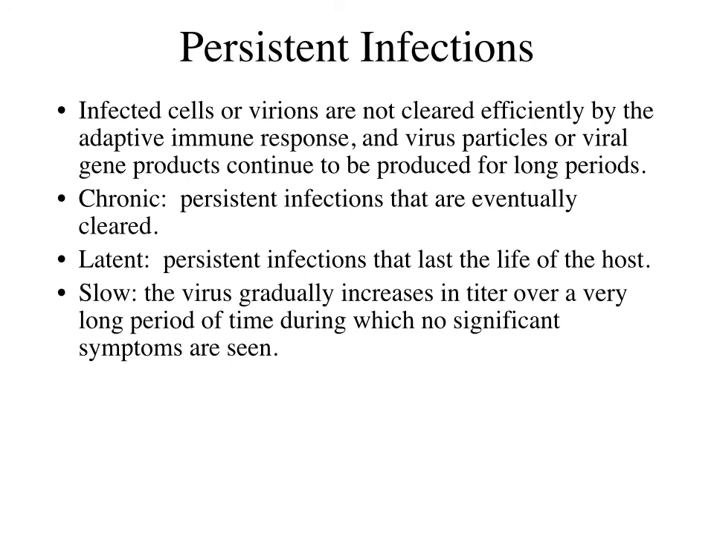In the case of chronic virus infections, the virus can be demonstrated in the body at all times, and the disease may be present or absent for an extended period of time. Examples include hepatitis B and hepatitis C. Slow infections are ones in which the infectious agents gradually increase in number over a very long period of time, during which no significant symptoms are seen. Examples include AIDS, which is caused by HIV, and other kinds of lentiviruses that can cause tumors in animals. Although not viruses, prions also cause slow infections.